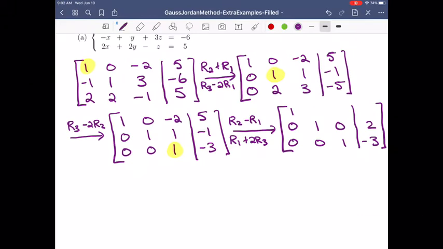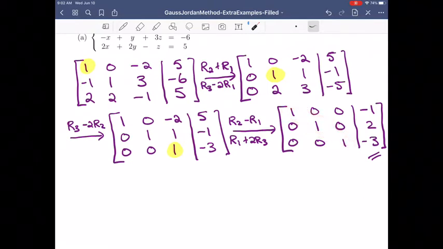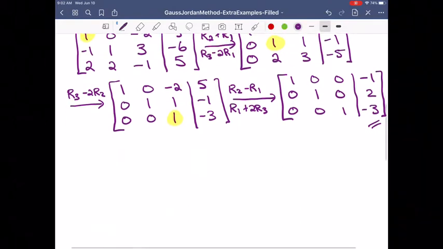So this is going to be 1, 0, 0. And I have 5 plus 2 times negative 3, so that's minus 6. So that's going to be a negative 1. So we're done now. There's nowhere else to go. And now we see that we have diagonal form. So 1's on the main diagonal, 0's everywhere else. So here we have one unique solution.